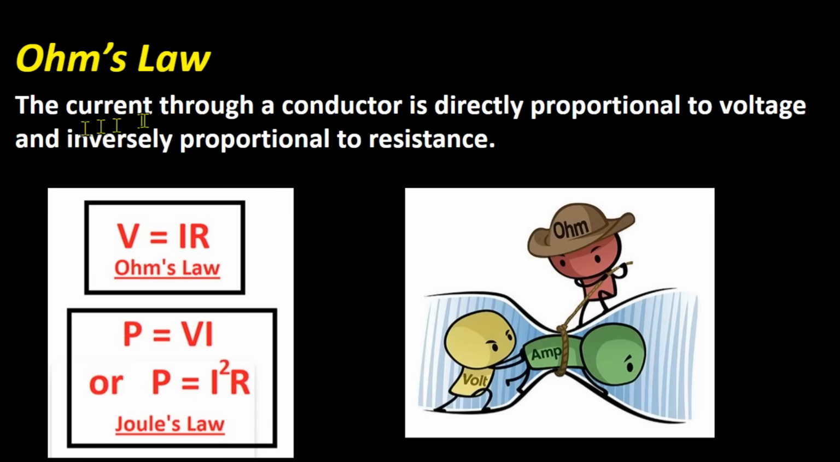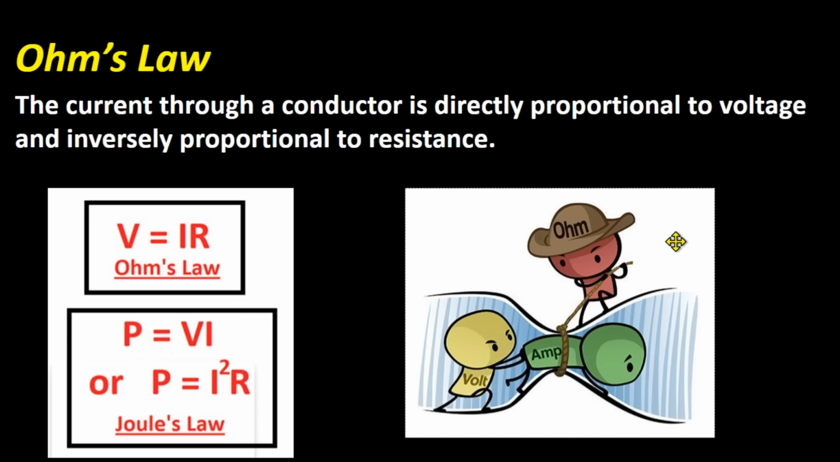Ohm's law states that the current through a conductor is directly proportional to voltage and inversely proportional to resistance. There are two formulas involved in this. Ohm's law, the formula is given as V is equal to IR. Joule's law, the formula is given as P is equal to VI, where P is power, or I squared R.